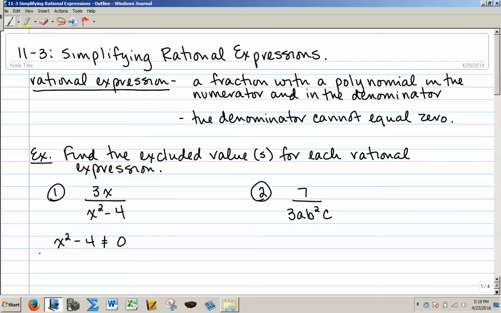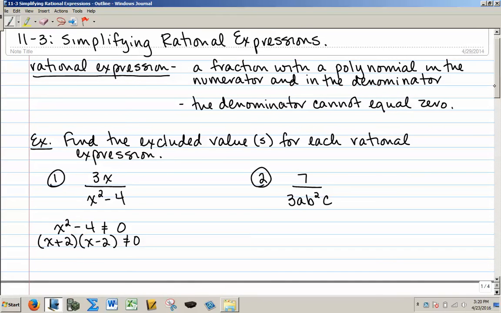Now x squared minus 4 can be factored. Remember, that's a difference of squares. That's x plus 2 times x minus 2, which cannot equal 0. So that means that x plus 2 cannot equal 0, and x minus 2 cannot equal 0. So x cannot equal negative 2. There's one of my excluded values. And x cannot equal positive 2. So my two excluded values for this first expression are positive 2 and negative 2.